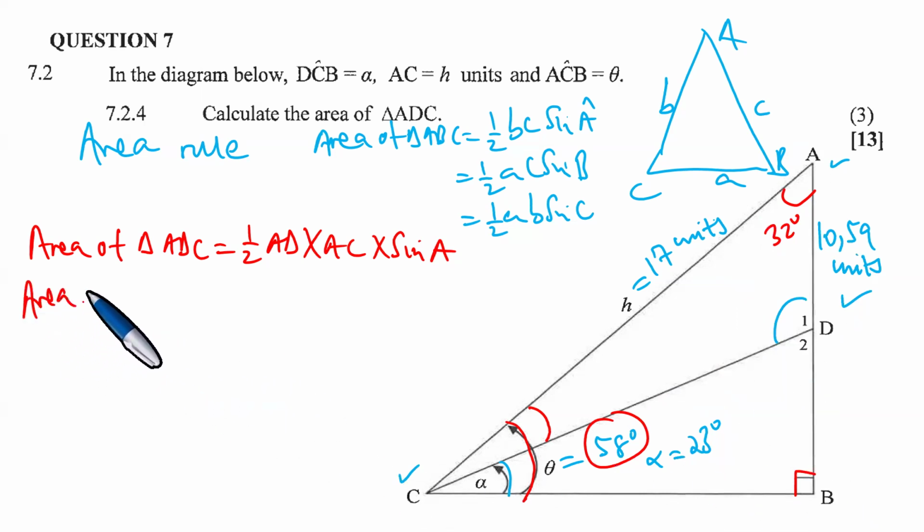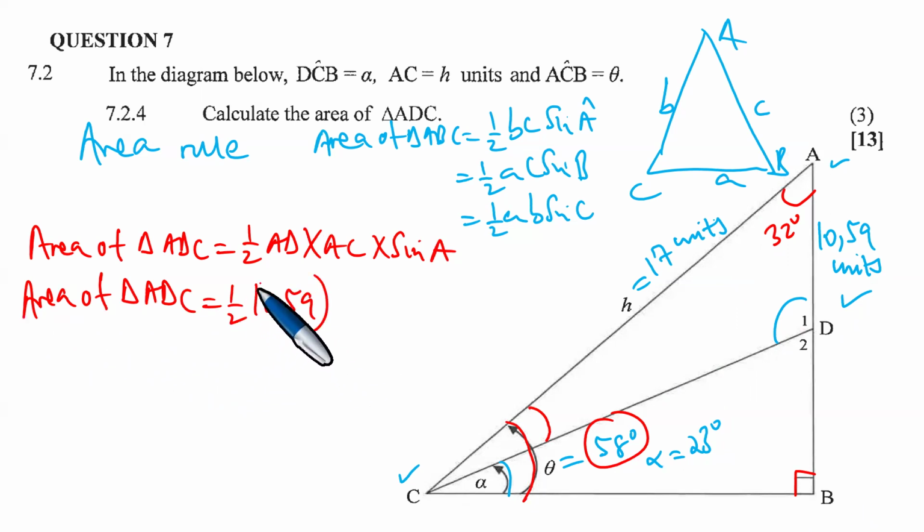So area of triangle ADC. AD is 10.59. AC is 17 because AC is H, and H is exactly 17 units. We multiply that by the trigonometric sine of 32 degrees.